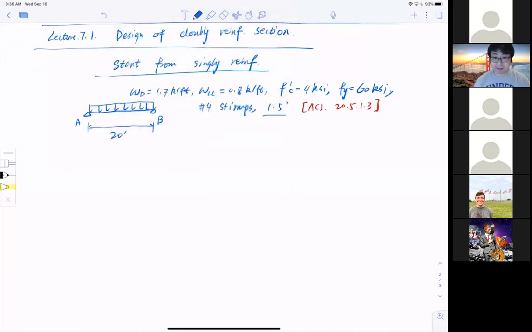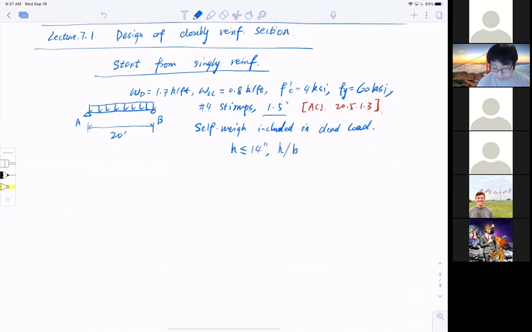One thing to make it easier: the self weight of the concrete is included in the dead load, so you don't have to calculate the self weight. I want to design a section where H is smaller than 14 inch, and I want a ratio between the height and the width approximately equal to 1. A very strict requirement. I have some high requirements for my beam.